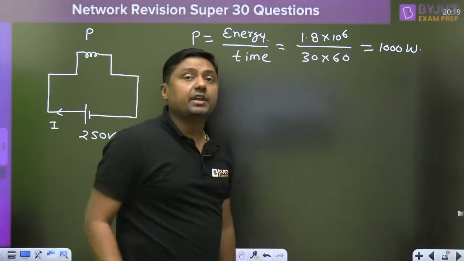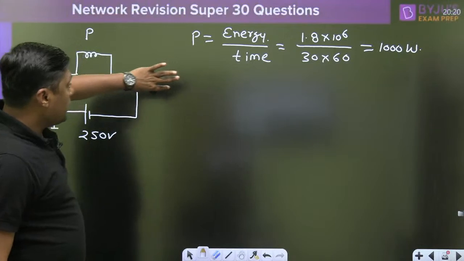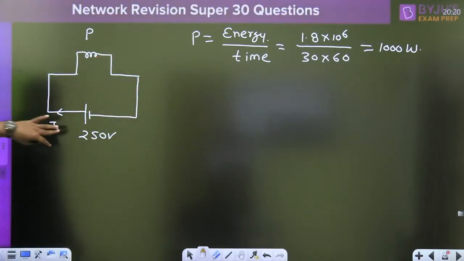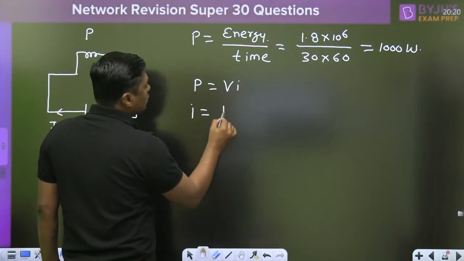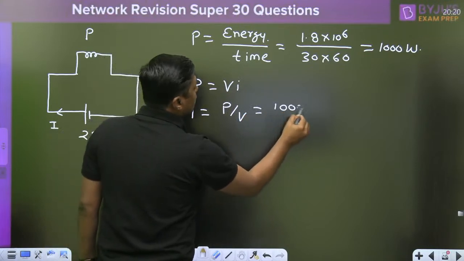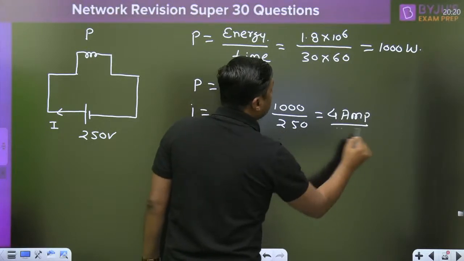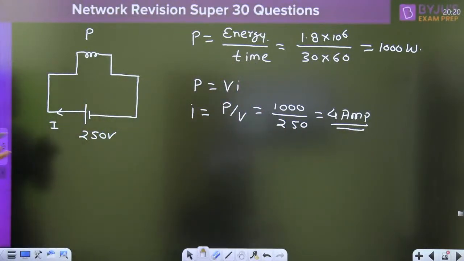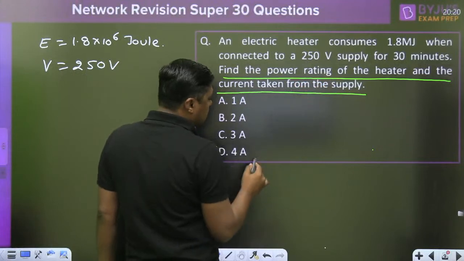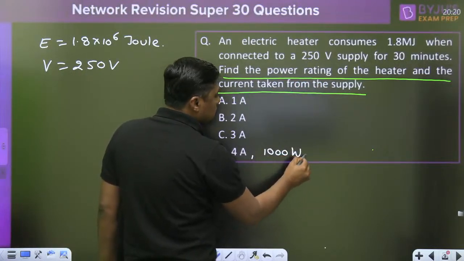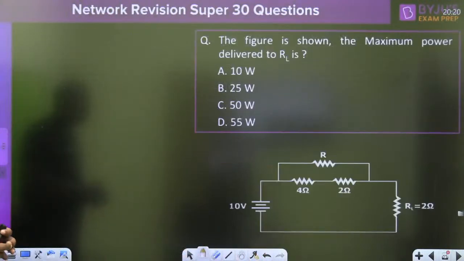That is normally the rating of a heater, which we use in cold weather, 1000 watt. Now what is the current given? Power is equal to V into I, so I is equal to P by V. 1000 divided by 250, that is 4 ampere, the current given by this voltage source. This is a very simple question. So 4 ampere is the answer, and the power rating is 1000 watt. Okay, next question. It is just for your warm up. Now the level of the questions will increase a little.